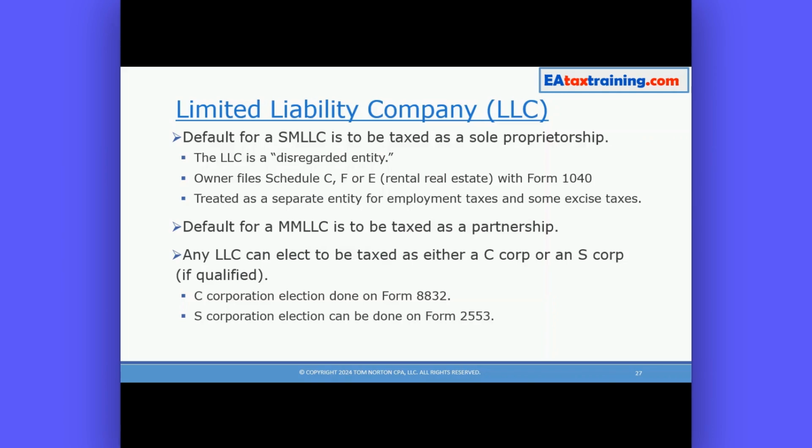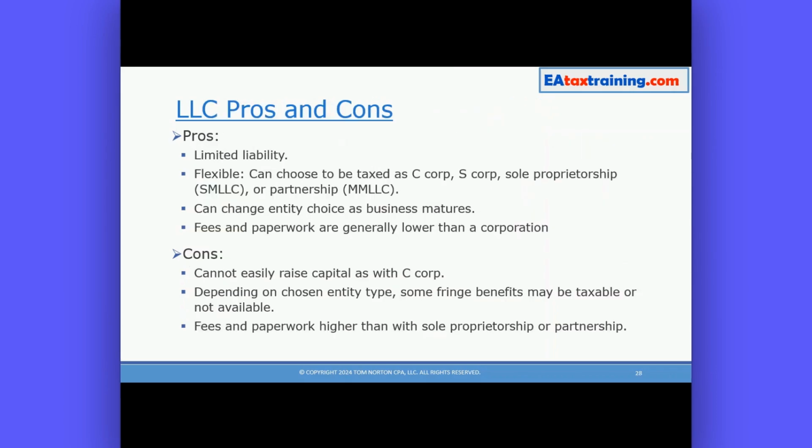And any LLC can elect to be taxed as either a C corporation or an S corporation, as long as they meet the S corporation qualifications. And again, you do it by filing either Form 8832 to be a C corp or 2553 to be an S corp. So the advantages and disadvantages of an LLC: the pros, it has limited liability like a corporation. And probably the big one is that it is flexible from a tax standpoint.